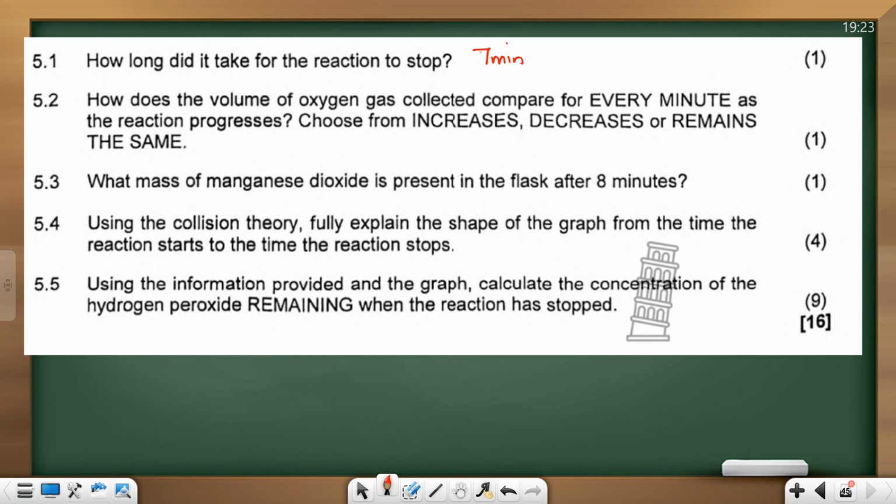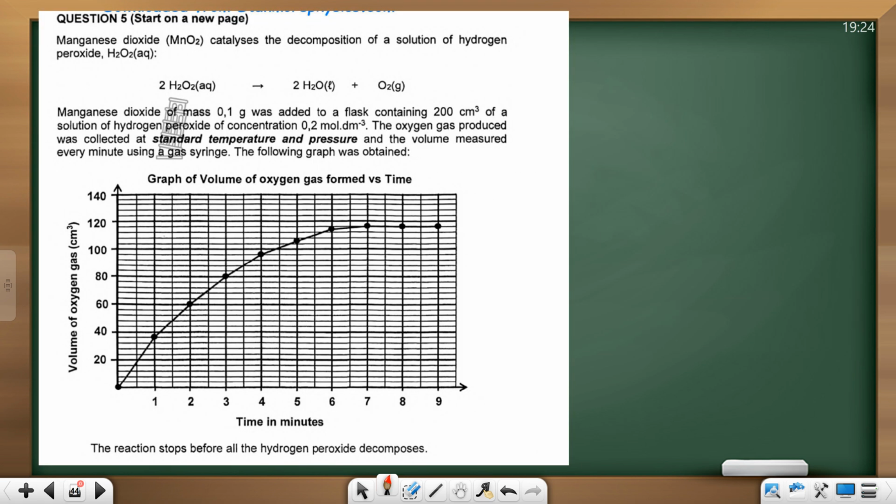Number 2. How does the volume of oxygen gas collected compare for every minute as the reaction progresses? So you're looking at 1 minute, 2 minutes, 3 minutes, 4 minutes.